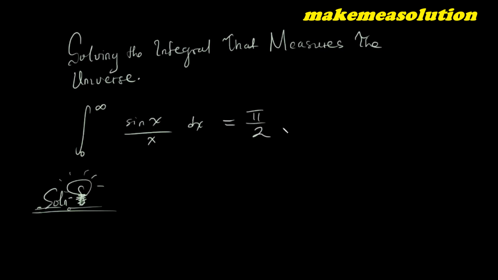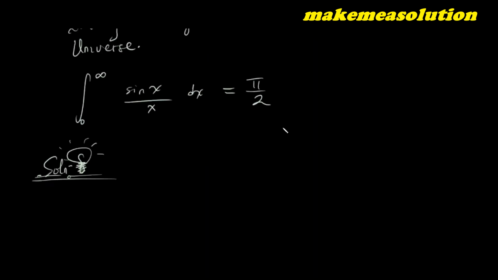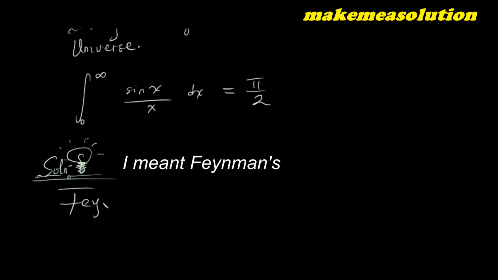But someone will say, how come? How is this integral pi over 2? So I'm going to show you how we get pi over 2. And for this particular integral, I will introduce you to a technique in integration that you might not know before, but it's called the Feynman technique. Okay, so Feynman's technique is what we're going to be using.